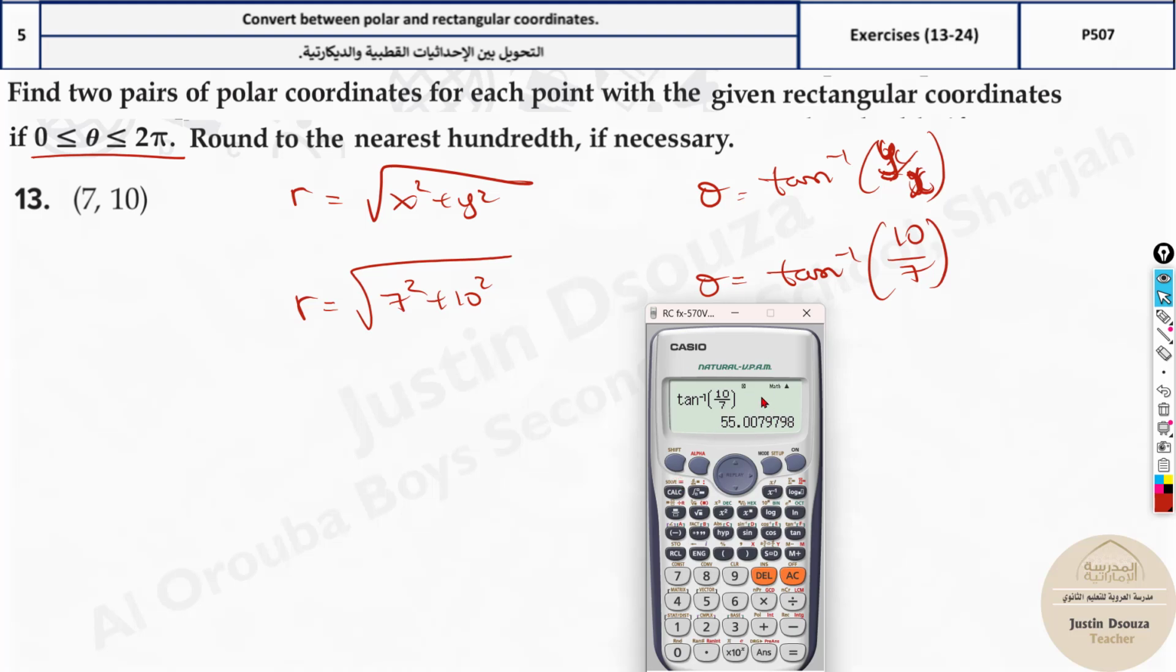Now you need to change to radians because all your answers are in radians. How do you do it? You can convert 55 to radians, but that's going to be a long method. So I would highly suggest you just do this.